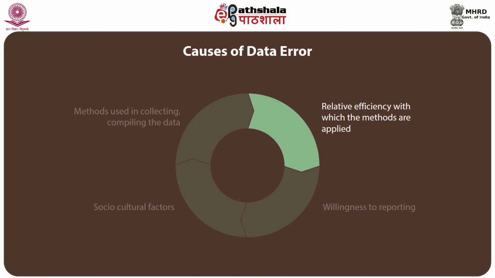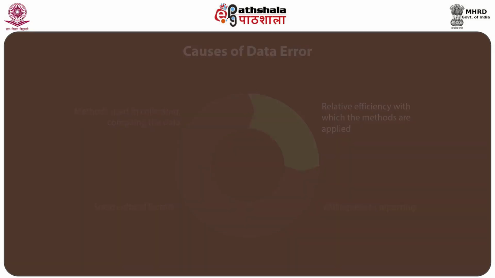And secondly, the relative efficiency with which the methods are applied is also critically important, because knowing well that there are possibilities of errors creeping into both the age and sex data, several measures are often adopted in the questionnaire, if you are collecting by enumeration, so that such errors can be controlled to the minimum. But it is often found that the relative efficiency of these methods is very important, and whether the methods are understood well by the investigators, by those executing the survey, is also very critical in reducing the data errors.